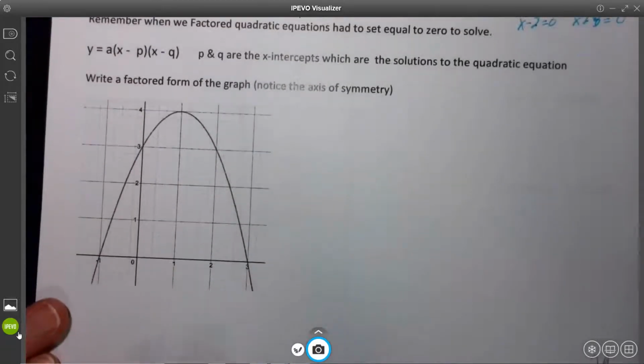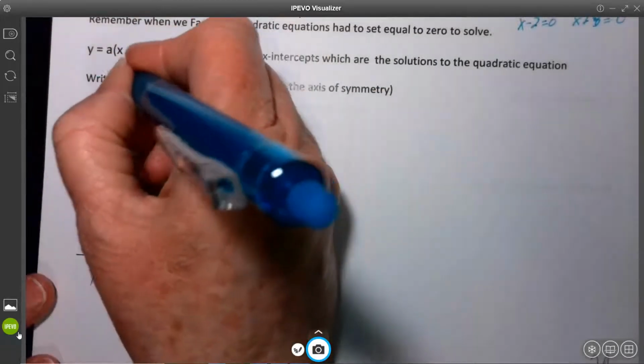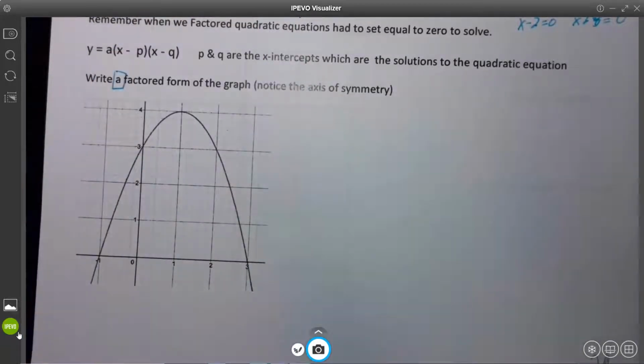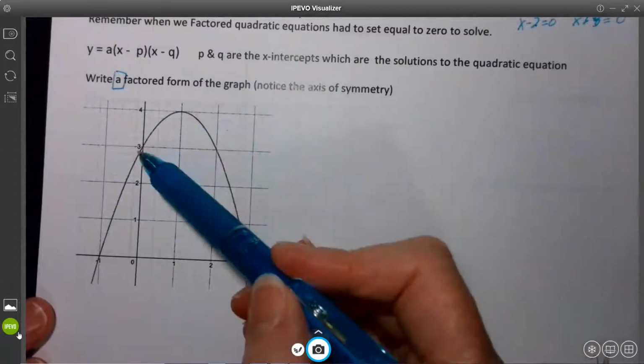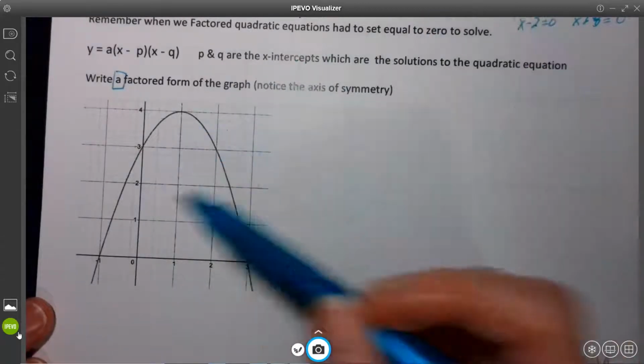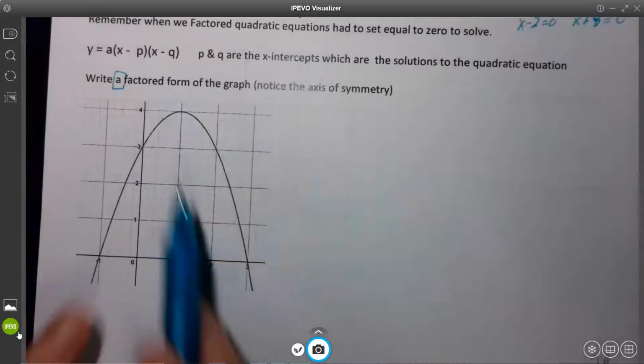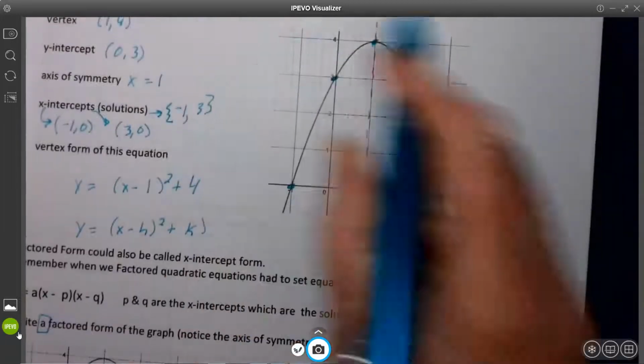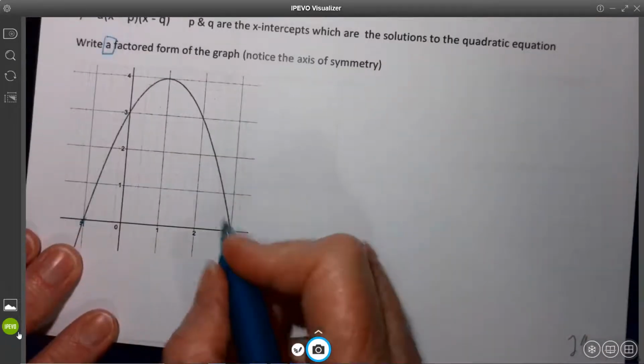Okay, so we're going to write a factored form. That's really important you understand. I'm going to write a factored form because we're not going to worry about a right now, although it is 1. Oh, hello, we just wrote that. So, I'm sorry, this is the same equation. We're just now going to write it in factored form.